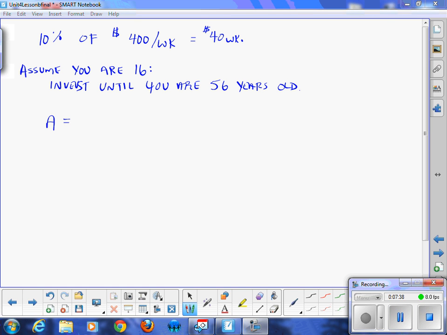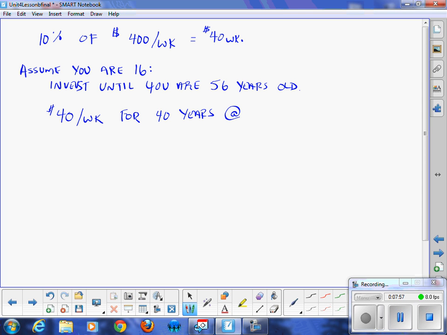As I use the calculator, I'm using a financial app on it. The future value, so this is $40 per week from 16 to 56, so that's 40 years. And I did it at a fairly low investment rate. I used 4%, which is kind of a Canadian or Ontario savings bond. You would have saved up $205,400 in your investment.